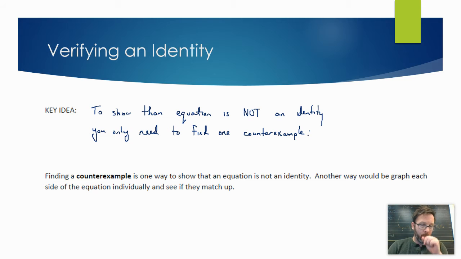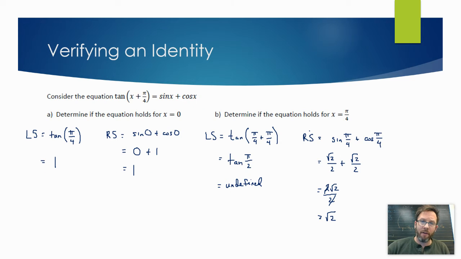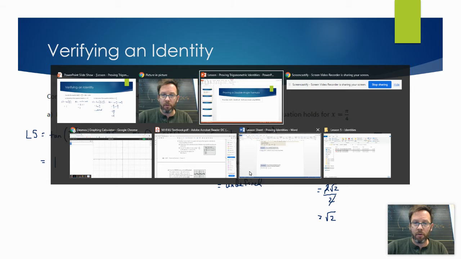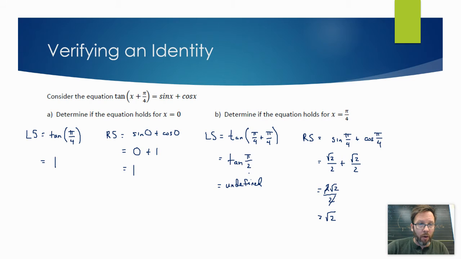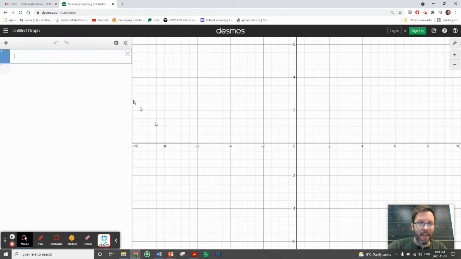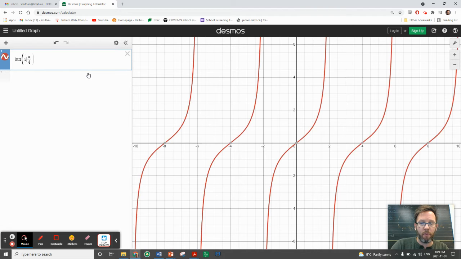Another way would be to graph each side of the equation. I have Desmos loaded up, so I'm going to hop over to Desmos. Here we go. And our first one is tan of pi by 4. And I believe that I am working with radians. Oh, it's tan of x plus pi by 4. Excuse me.